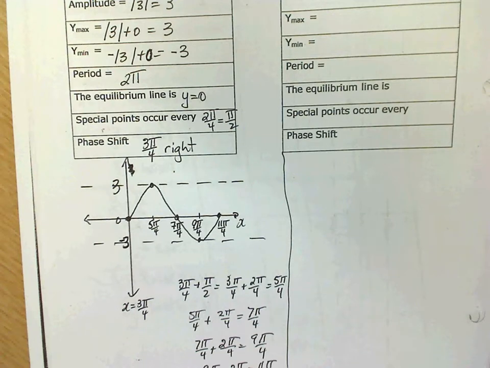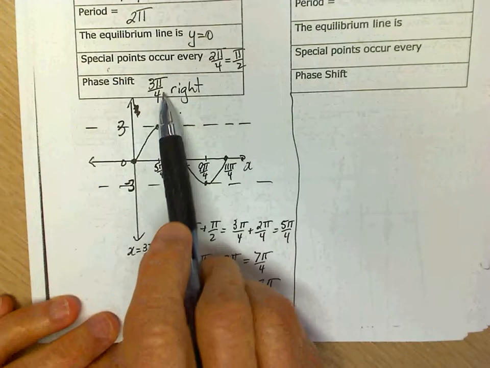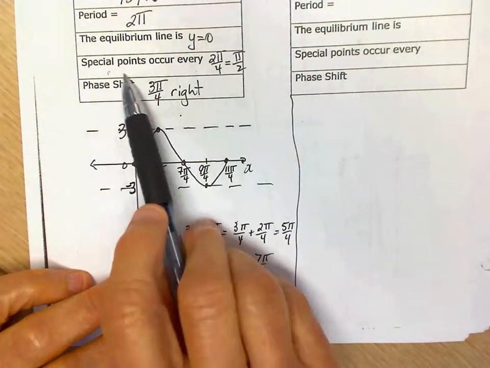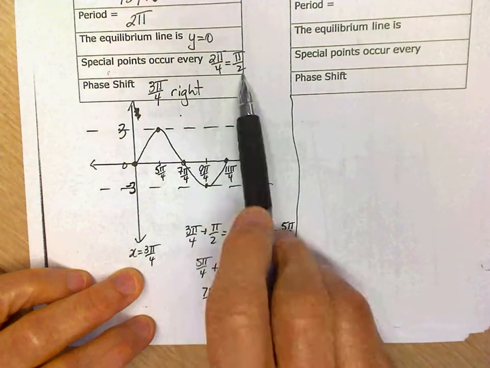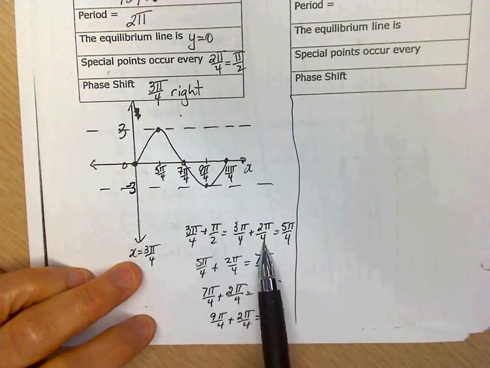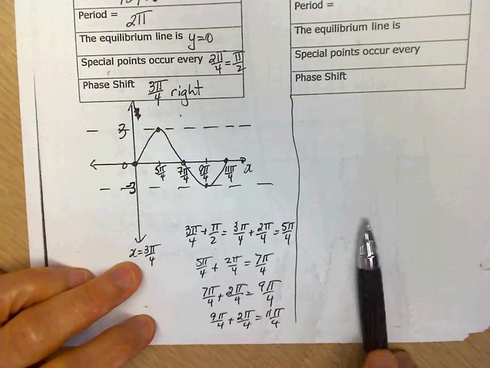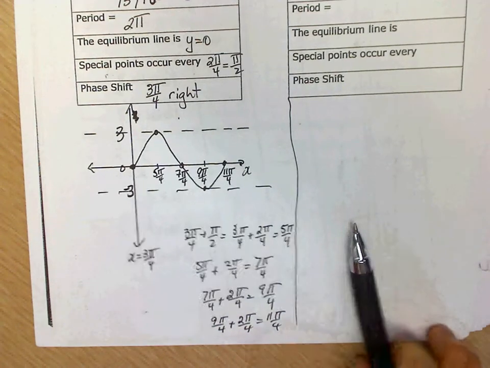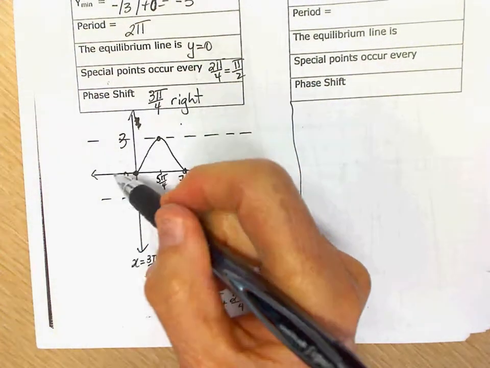Why is it what? Well, that's our starting point. There was a phase shift to the right. And now we have to get our special points occur every pi by 2. So 3 pi by 4 plus 2 pi by 4 equals 5 pi by 4. Yeah? This 0 is a label for the y-axis. The y value here is 0.